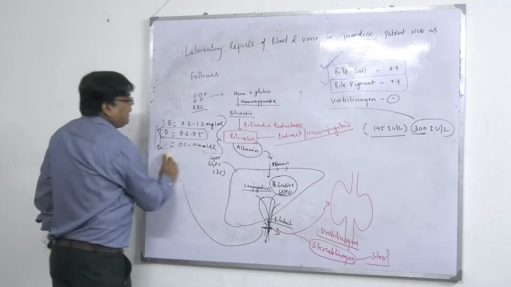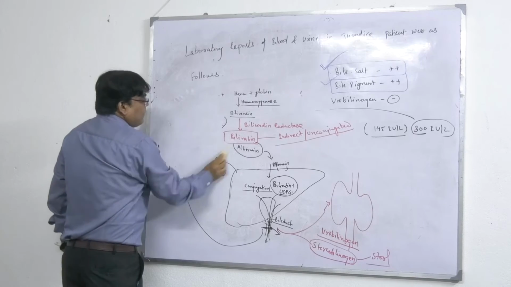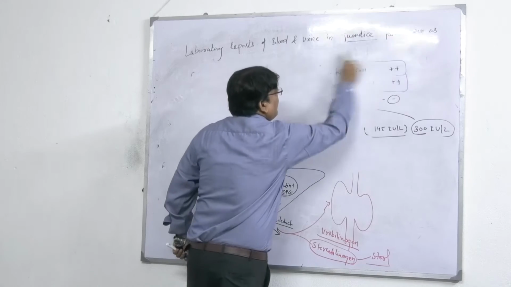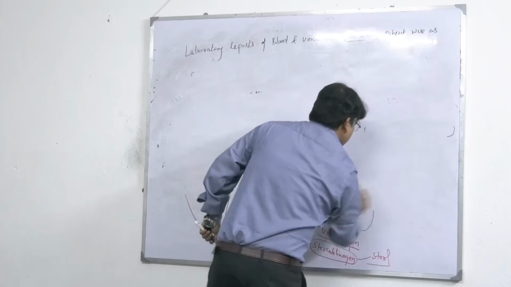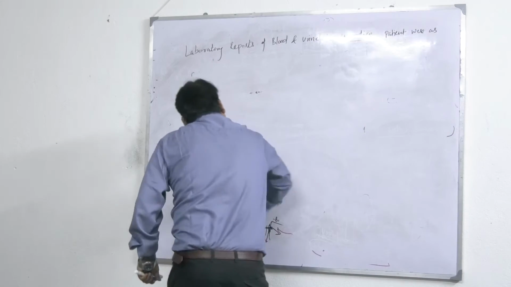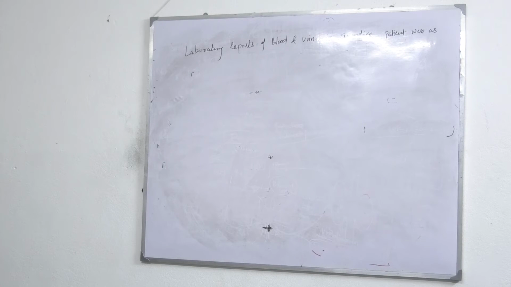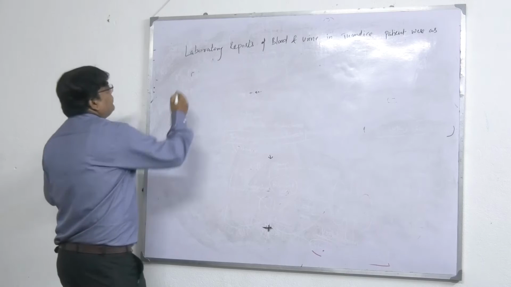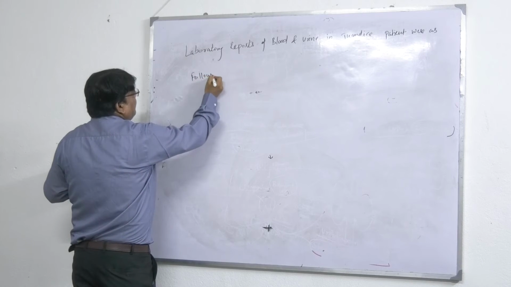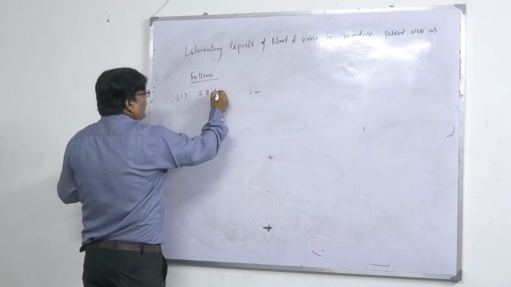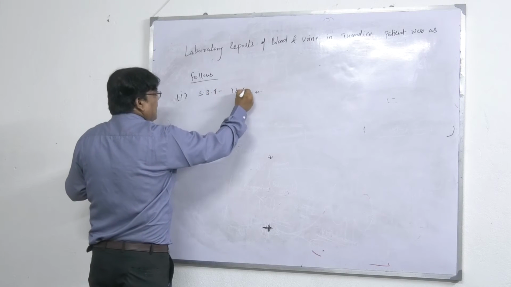Now what happened in prehepatic? Now in the second case, see the case and give the answer. First is serum bilirubin total, that is 12.6 mg%.